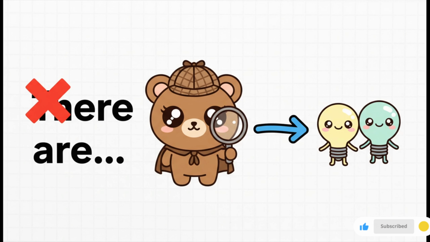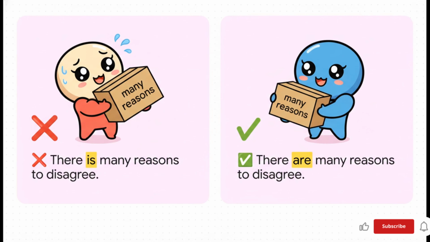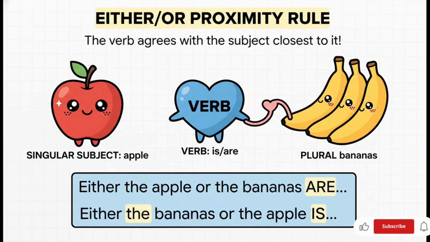Now, here's a weird one. Sometimes the sentence structure is flipped on its head, and the verb actually shows up before the subject. This happens all the time in sentences that start with there is or there are. Here's the secret to these. The word there is never ever the subject. To find the real subject, you have to look after the verb. In this case, the subject is many reasons, which is clearly plural. So the verb has to be plural to match. There are many reasons.